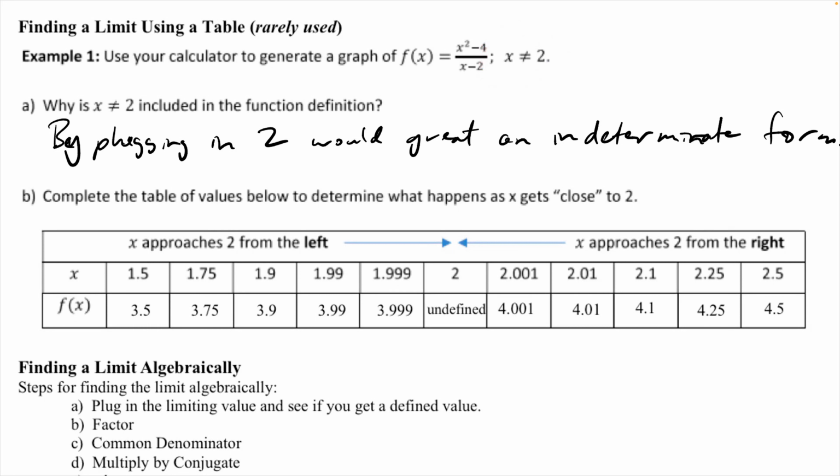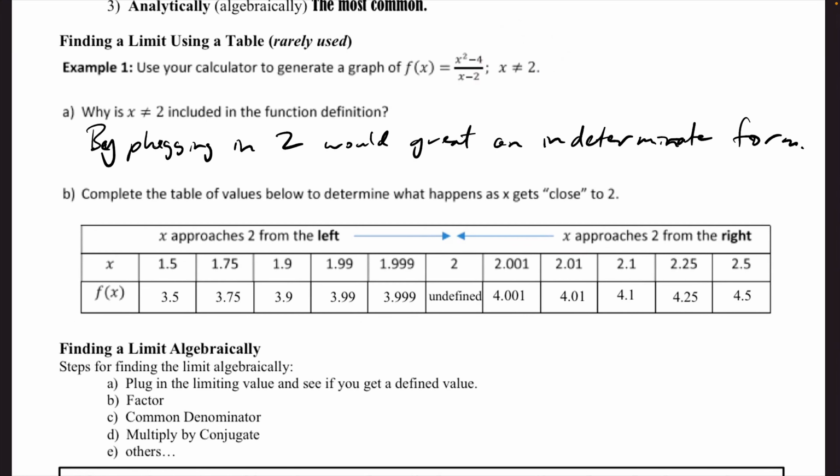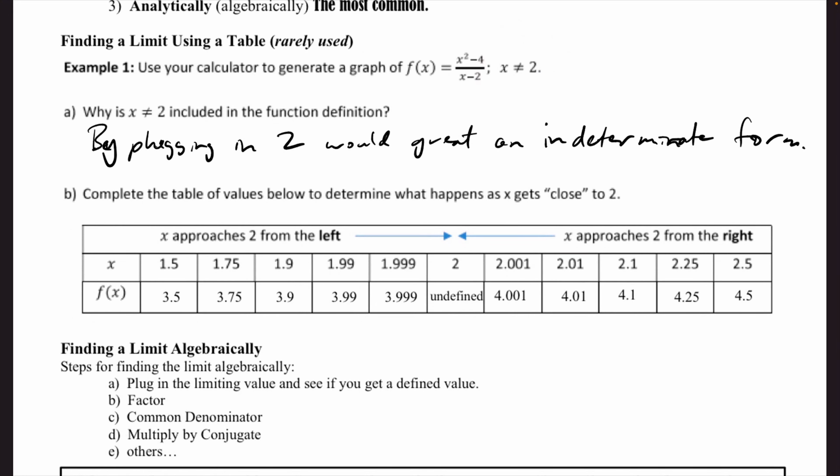Not B, by plugging in 2, okay? Okay, so now let's look at the table. So what I did was, wait, what is this? Plugging in 2 would create an indeterminate form. It would create one of these guys right here, right? I don't know what that is. Okay? It's not 0. It's not undefined. Okay? Okay, so here we go.